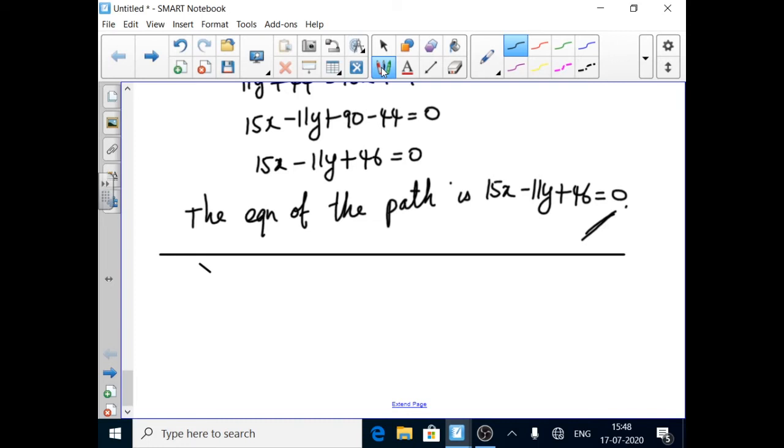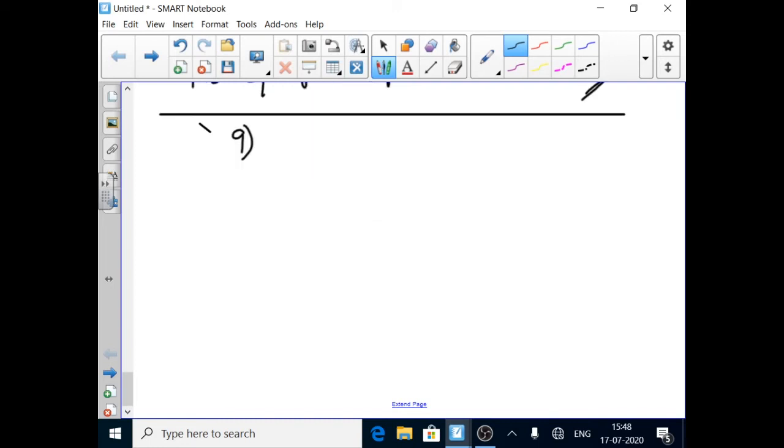Next problem is a very important problem. The ninth problem, that is very important. So find the equation of the median and altitude of triangle ABC through A where the 3 vertices are given. The median and altitude you already studied in the 9th standard, so here also I will explain. First we are going to find out the median, afterwards we will find out the altitude.